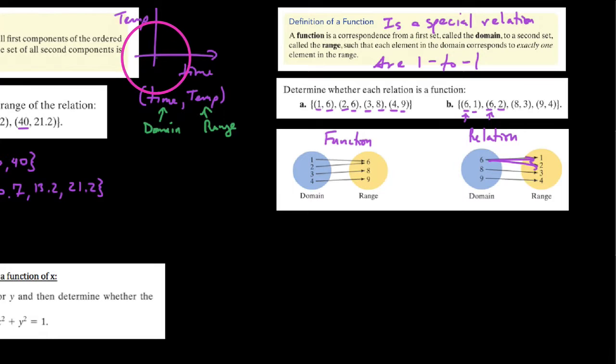Just to talk about why we want functions to be 1 to 1, imagine a time and temperature situation. If you had the time of day go to more than one temperature, it would seem kind of absurd. You know, at 8 o'clock it was both 10 degrees and 20 degrees. So that's what a function is. It is 1 to 1.